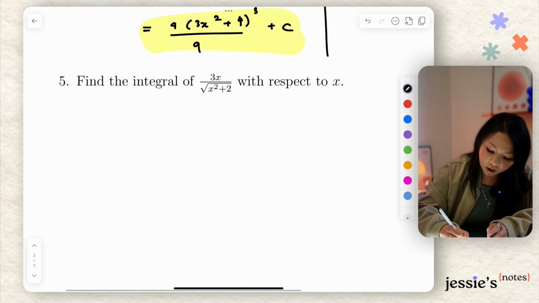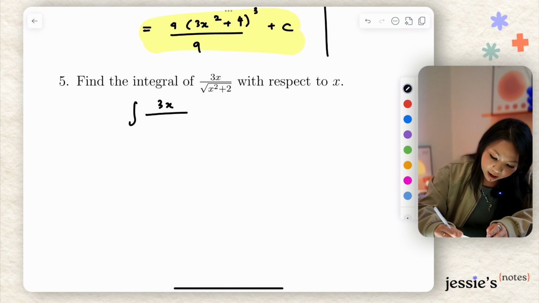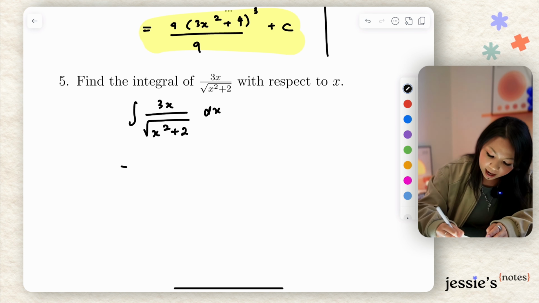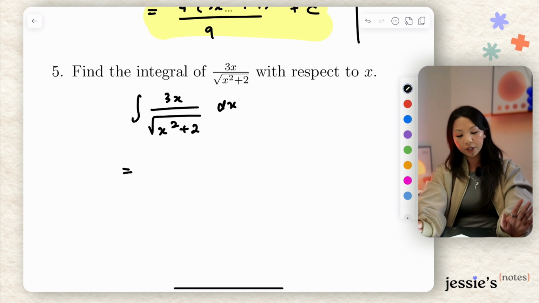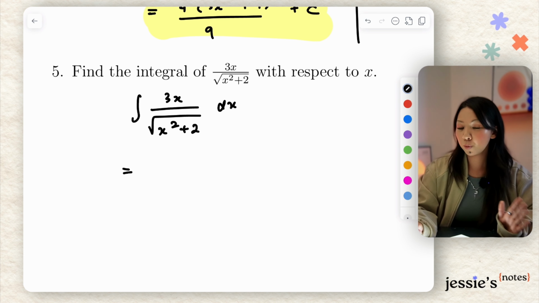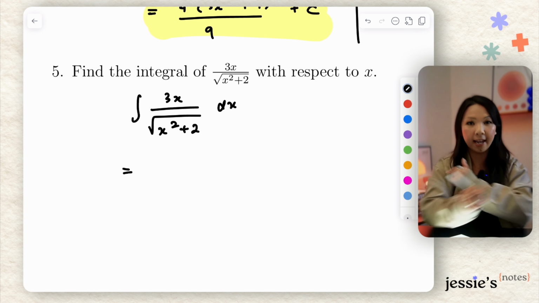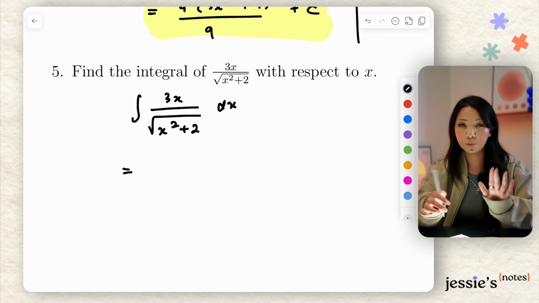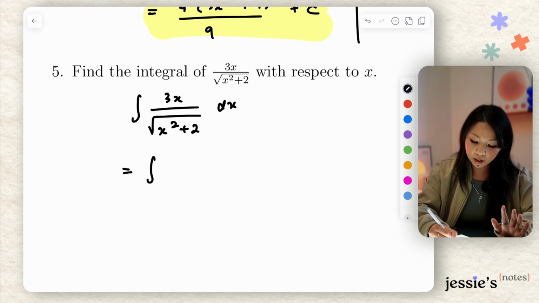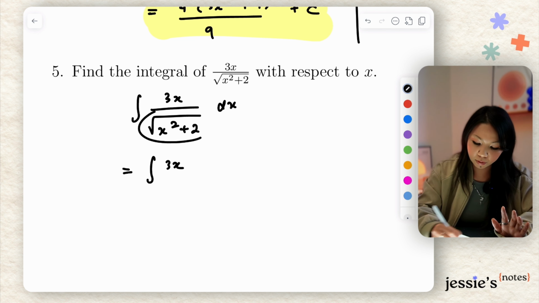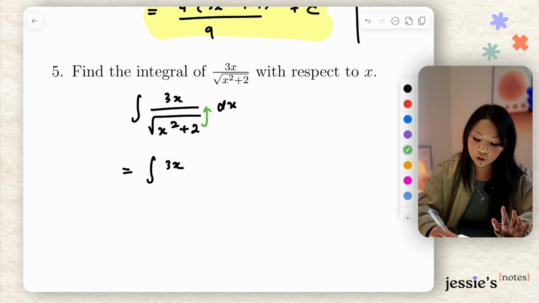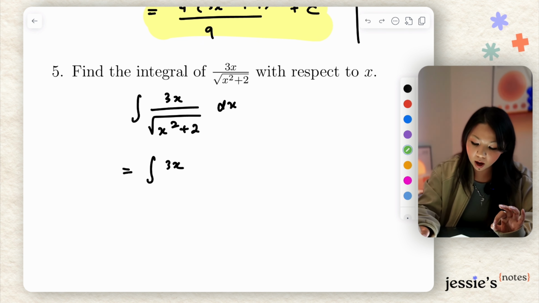Find the integral of 3x divided by the square root of x squared plus 2 dx. Okay, now when you look at this fraction, you might also think quotient rule, and to which I say, once again, no quotient rule in integration. What I'm going to do is bring this square root up to the top as a negative power. So let's do this in steps.